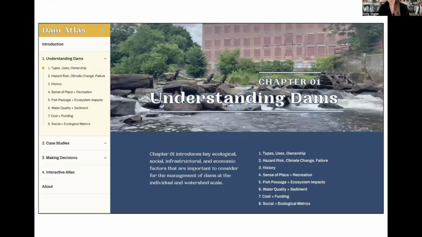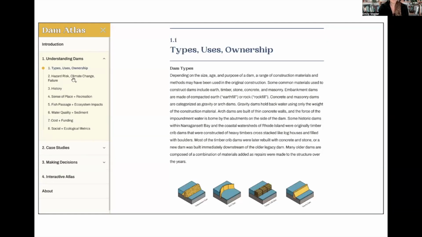And so within the website itself, we have hopefully an easy interface. I've worked with an amazing graphic designer and web builder. And so we have different categories that it's broken out into: types and use and ownership, hazard risk, history, sense of place, fish passage, water quality, cost and funding, and then just a breakdown of some of the metrics. And the goal here was really just to help unpack all the complexity around the dams. And here you could see the way that it's laid out on the website.